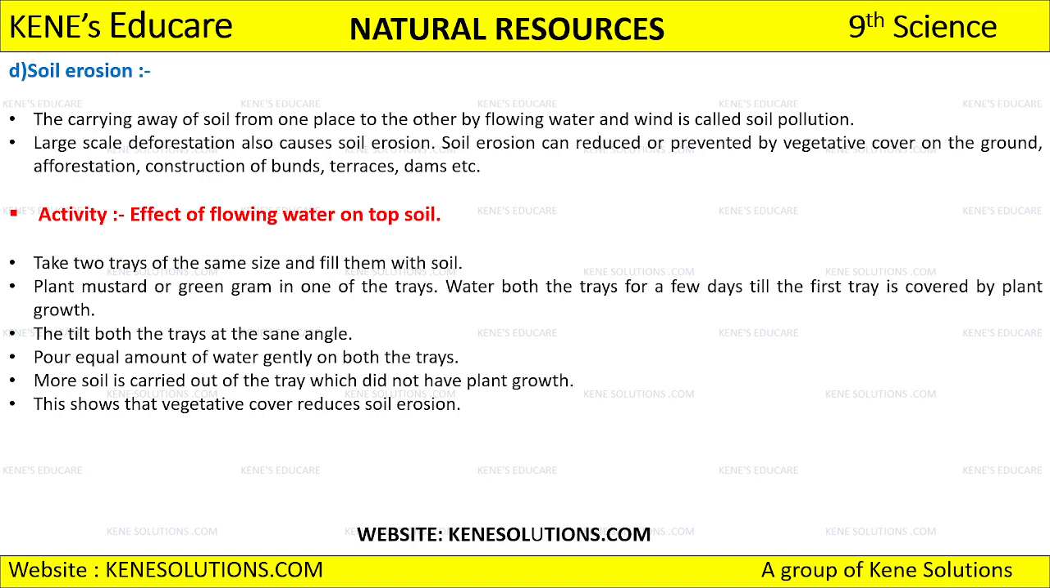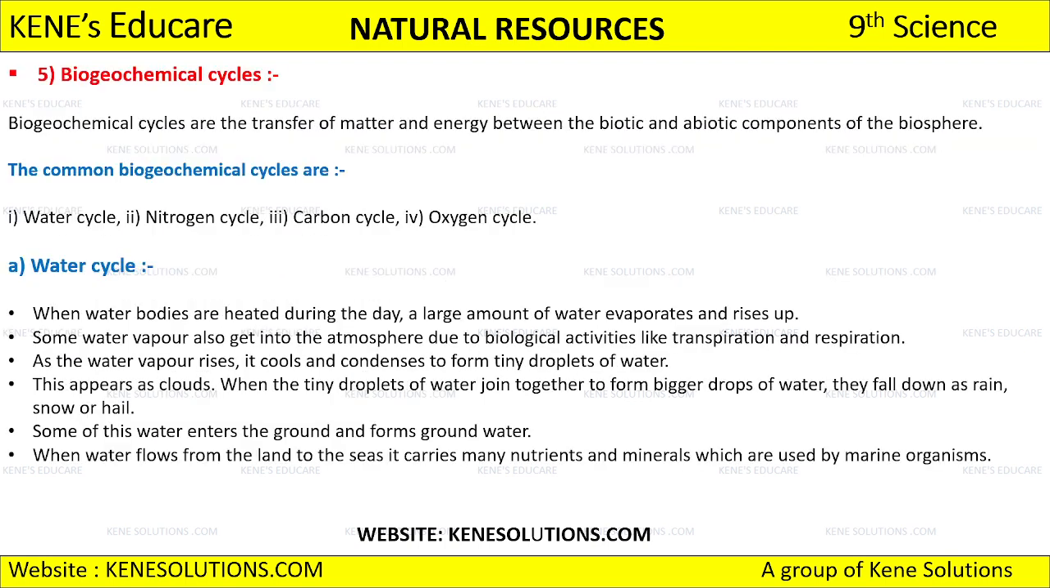Because we use them for agricultural stuff and all, right? So under the soil erosion part, we'll study the activity, that is the effect of flowing water on the top soil. So we will be discussing the soil erosion part, and then we will be discussing the biogeochemical cycles. Now all the four cycles which are mentioned are very, very important for us.